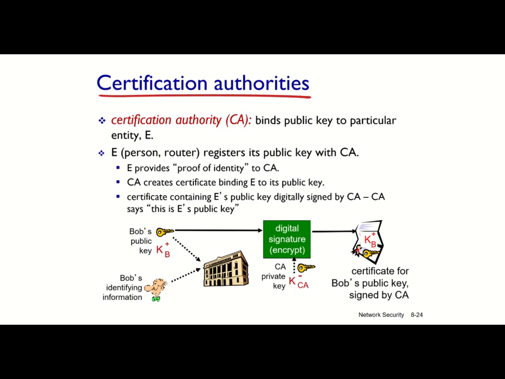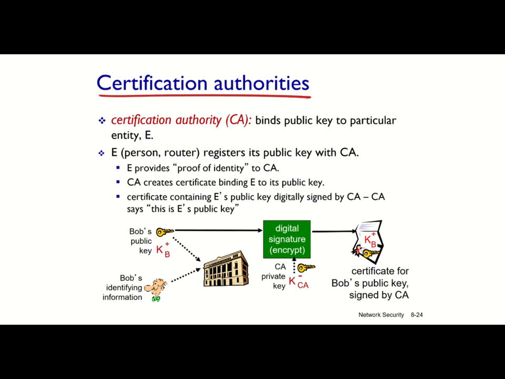We need to have a certification authority to bond the public key of every person to that person, so that, for example, if Trudy wants to claim that the public key of Bob is the public key of Trudy, no one believes her, because there would be a certification authority that can verify that Bob's public key is Bob's, not Trudy's.